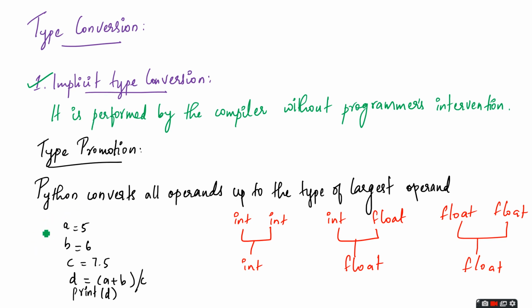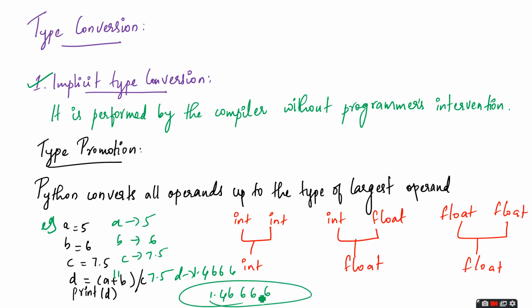For example, see here, a equal to 5. That means a points to 5, b points to 6 and c points to 7.5. Now a plus b, 11, is divided by 7.5. Now we will get the result 1.46666 like this. Now the value of d is 1.4666. That means print d, the output will be 1.46666. That means this is the output produced by the Python compiler.